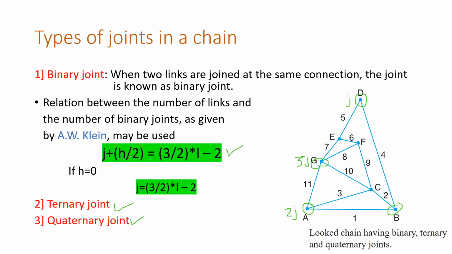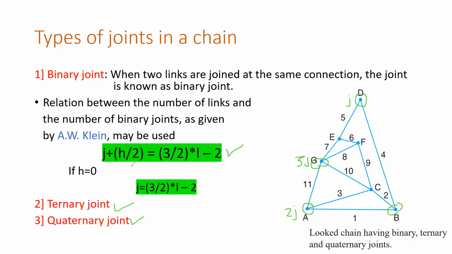Okay, and in this equation, what is J? J is your number of binary joints in the given kinematic chain. So by using this equation, you can decide whether a particular assembly is a kinematic chain or something else.